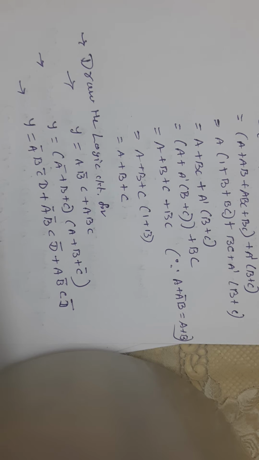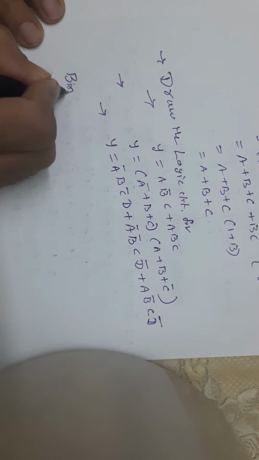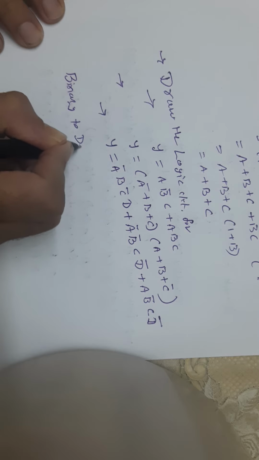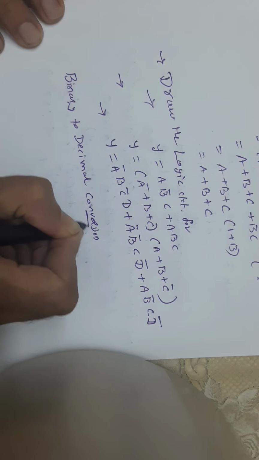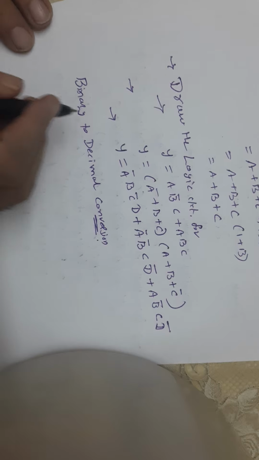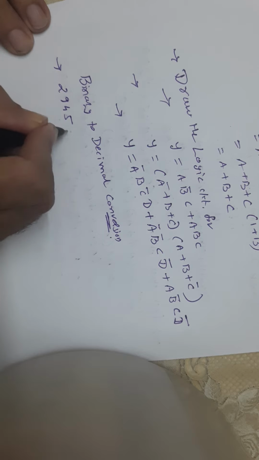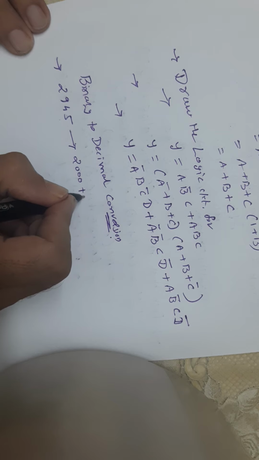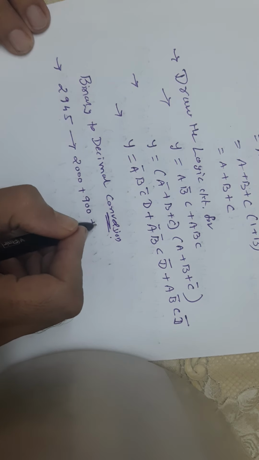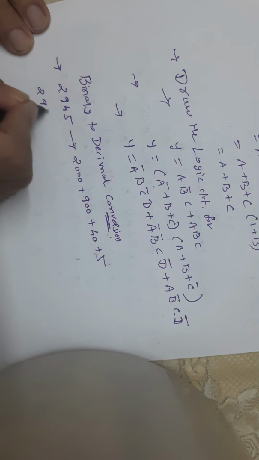Here we are doing binary to decimal conversion. I give you one example. 2945: the conversion is 2000 plus 900 plus 40 and plus 5, right? This is nothing but 2945.